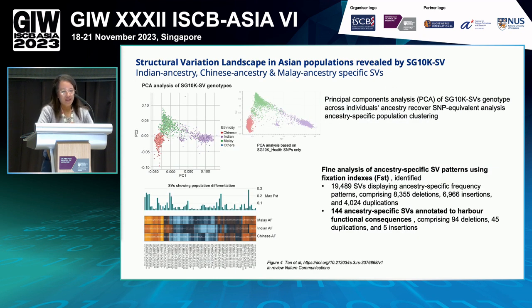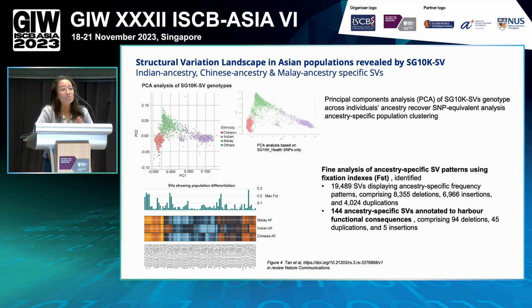Okay, so we also look at the principal component analysis of our SVs' genotypes, and we found that we are able to recapitulate the PCA that is generated using the SNP-only dataset, and this shows that there are genetic variations between the 3 ethnic groups in Singapore, and therefore we are interested to identify ethnic-specific structural variations within our dataset. So we used the fixation index method to identify ethnic-specific structural variations, and we found 144 of them that show ethnic-specific differences.